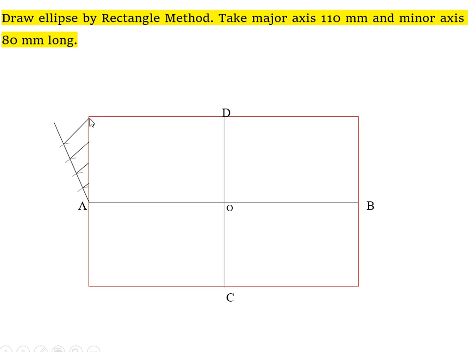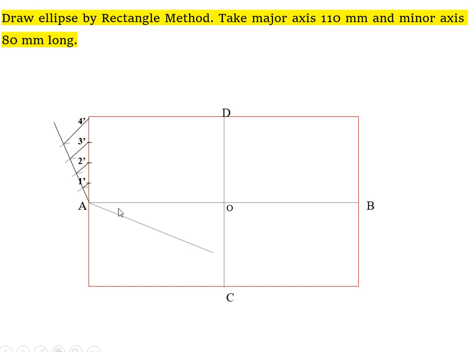Join the last point to the first end of this, so they are parallel to each other. Give the numbers 1, 2, 3 and 1 dash, 2 dash, 3 dash. So here we have 1, 2, 3, 4. Next, another same procedure on this side.